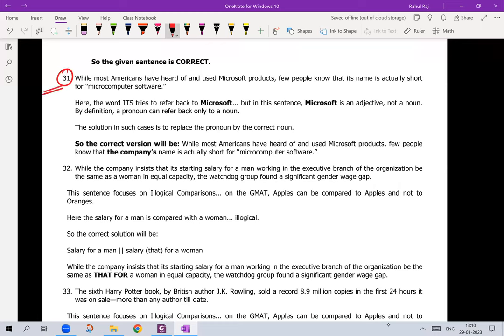While most Americans have heard of and used Microsoft products, few people know that its name is actually microcomputer software. How many of you know this, by the way? There is so much learning when you do CR and RC passages. You can't imagine. If you love the preparation of GMAT verbal, I promise you will become a great reader.